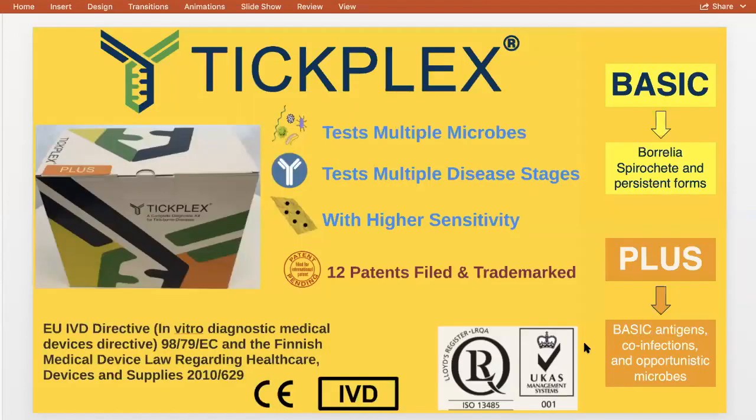With that, I bring back my presentation to a full circle, wherein Tickplex helps in detecting multiple microbes in multiple disease stages. And now Dr. Armin will speak more about Tickplex Plus and Tickplex Basic. So Tickplex Basic is basically only for Lyme disease. It includes the Borrelia spirochete species and the persistent forms, whereas Plus is for co-infections and Borrelia. So we can have the questions and answers at the end.